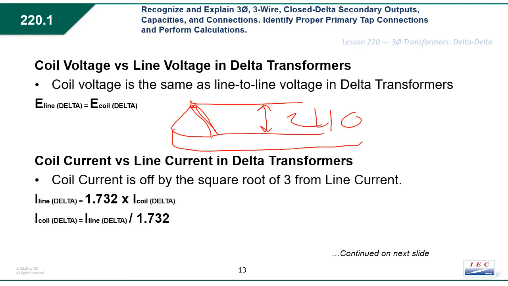So voltage is the same or constant in a delta transformer, whereas current is off by the square root of 3, meaning using these formulas here, the line amperage of a delta is 1.732, or the square root of 3, times the coil's amperage, and vice versa. The coil's amperage is the line amperage divided by the square root of 3. I would write these formulas down and use them in your notes. And this is for delta only.